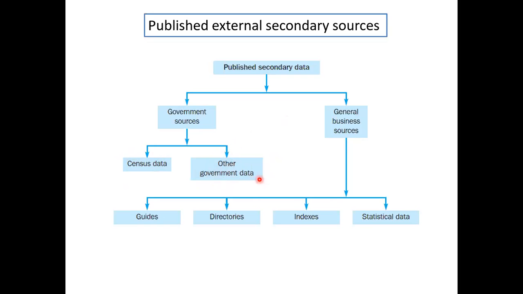And then of course you have other data, I mean government data which are collected on a daily basis. You go to stock markets, for example, there are financial data collected daily, the daily prices. I mean, any organizations, they have data. You just need to know how to access those data. There are formal ways, of course, and there are other informal ways which you can use to get it. Now, general business sources, guides, directories, indexes, like in stock markets, and then statistical data like financial reports, etc.